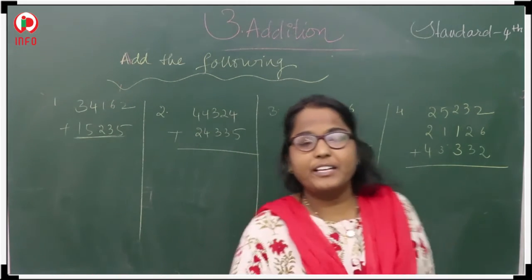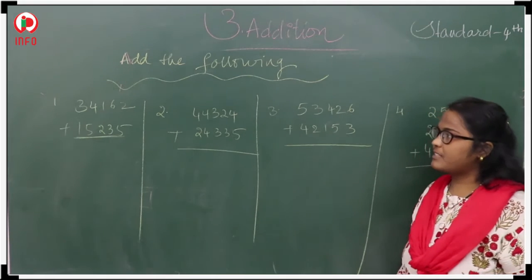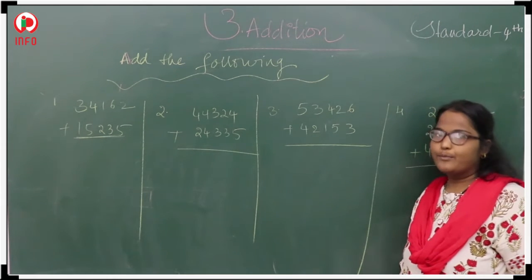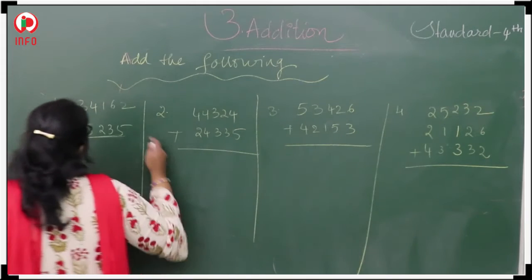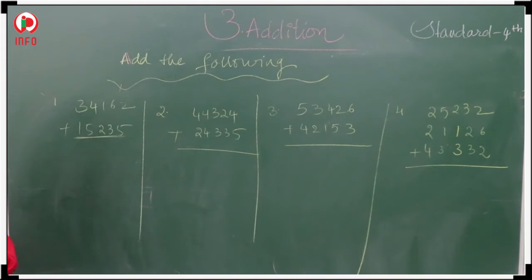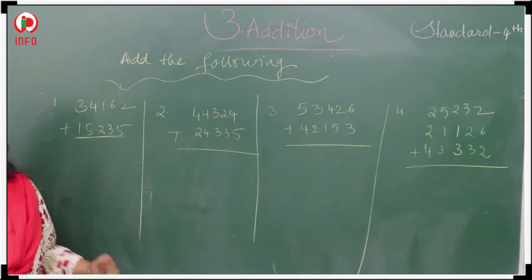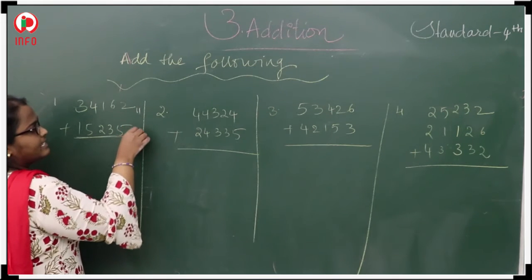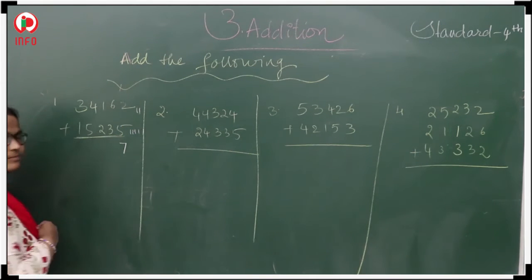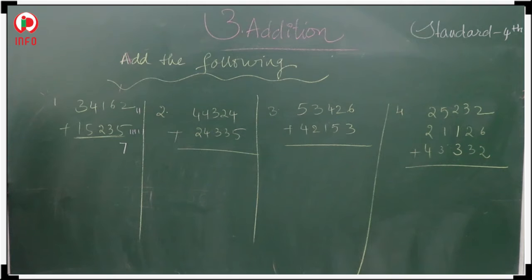So here we have the add the following problems. We need to solve them, and we'll see how we'll solve. Okay, children? Again, what did I say? You can keep 2 in the mind, 5 fingers out, or you can directly do like this: 1, 2, 3, 4, 5, 6, 7. Like this also you can do.